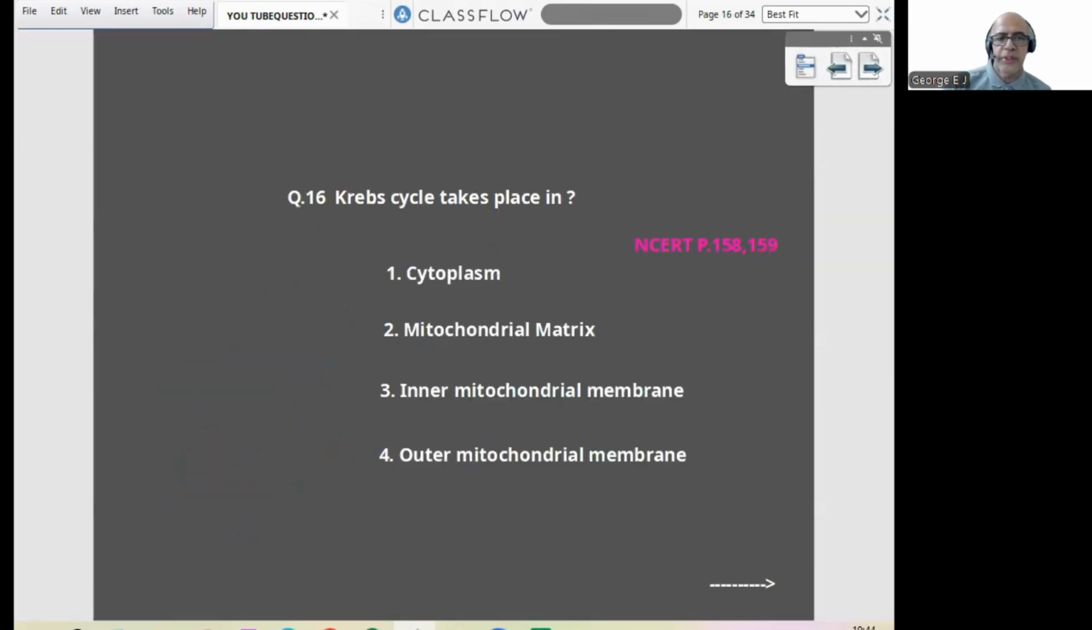Now question number 16. Krebs cycle takes place in, no doubt, the mitochondrial matrix. Krebs cycle takes place in the mitochondrial matrix. Direct question.